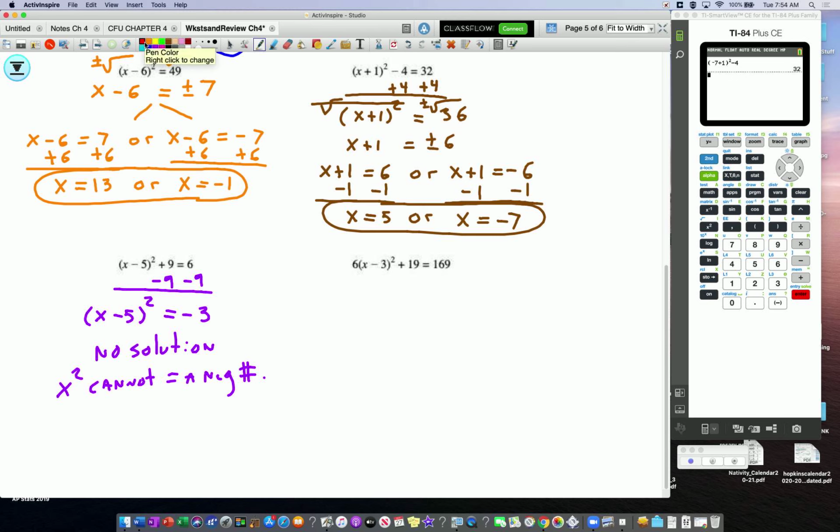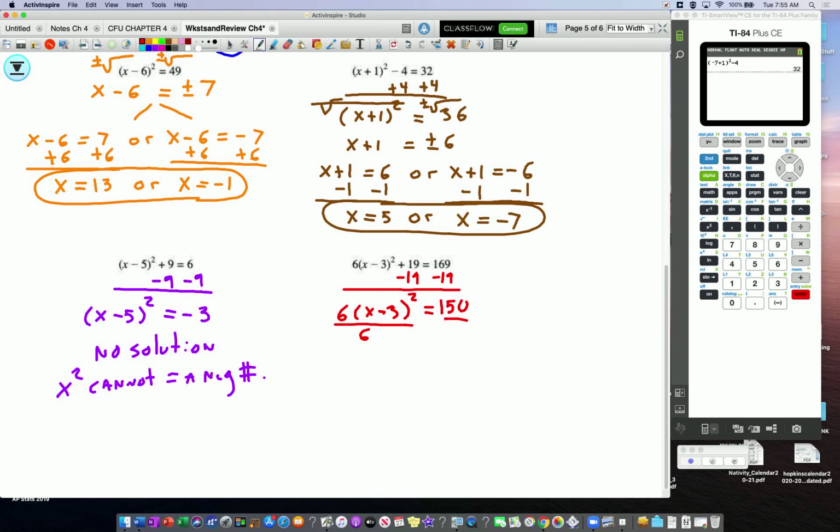All right, let's do the last one here. This one has all the big numbers. All right, so the first thing, though, it looks really big. I think we can handle it. First thing I'm going to do is subtract 19 from both sides. So when I do, I have 6 times x minus 3 squared equals 150.